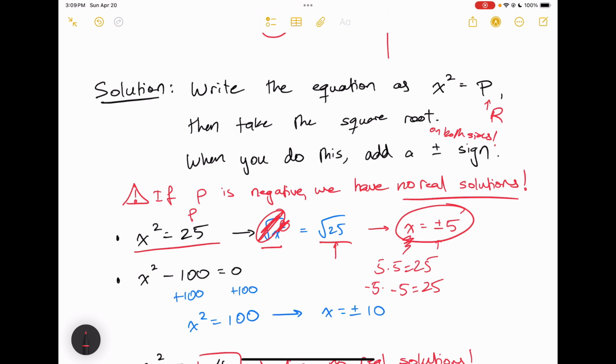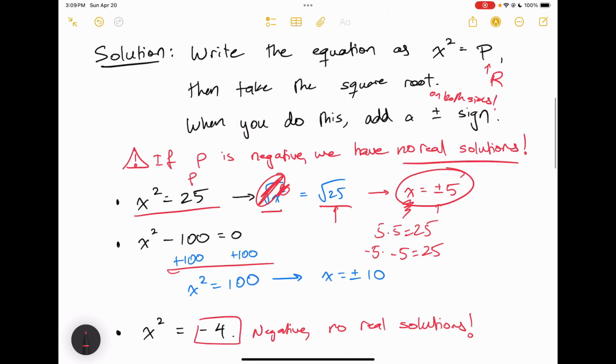A similar argument comes up if we have other operators around. In the case of x squared minus 100 equals 0, we first must use our properties of equality to add 100 to both sides. The result is x squared equals 100. After we take the square root on both sides, we're left with x, since the square root and the square cancel, equals plus or minus, as this step right here says. The square root of 100 is either 10 or negative 10. Hence, this is our solution.